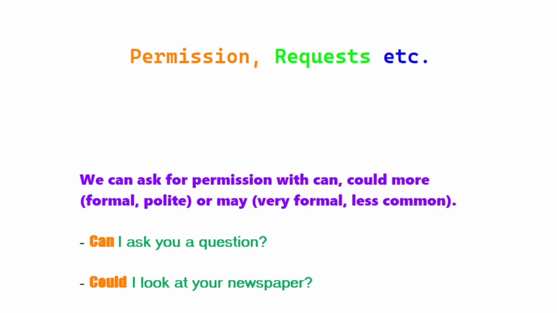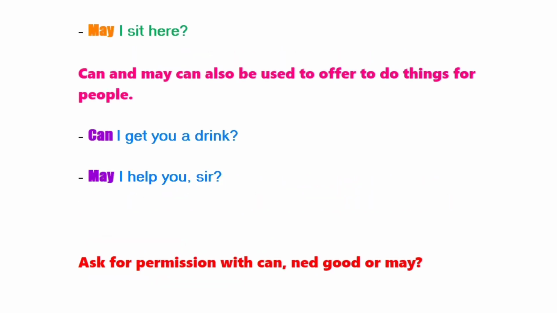Permission, requests, etc. We can ask for permission with can, could (more formal or polite), or may (very formal, less common). Can I ask you a question? Could I look at your newspaper? May I sit here? Can and may can also be used to offer to do things for people. Can I get you a drink? May I help you, sir?